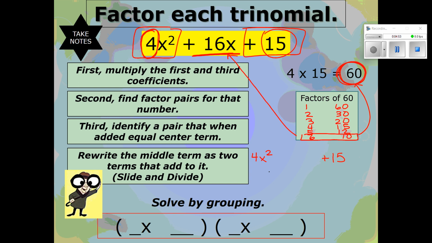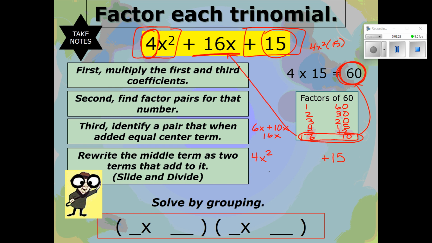For divide, we're dividing the center term into two terms based on the pair that we identified in the previous step. So the 6 and 10, we know that 6x plus 10x is going to multiply together to get your 60x squared, which is your 4x squared times 15 when multiplying the first term times the last term. And they add together to get 16x, which is our center term.